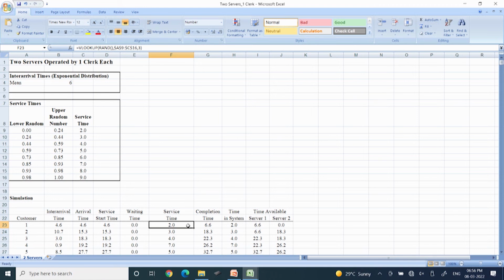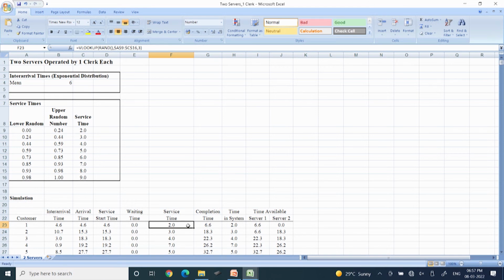VLOOKUP, rand, A9 to C16. The logic of the VLOOKUP function is that a random number will be generated, and that random number will be traced between A9 to C16. If that random number matches within A9 to C16, the corresponding value in column 3 will be picked as the service time. That is why we got 2, because the randomly generated number may be between 0 and 0.24.